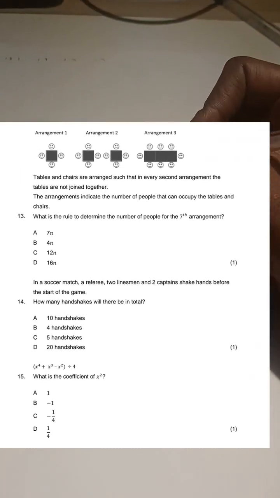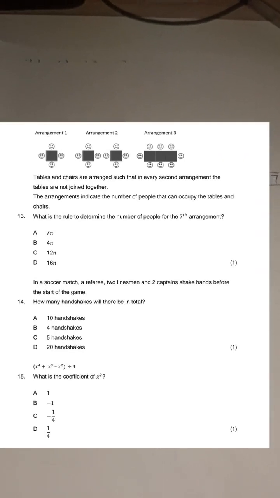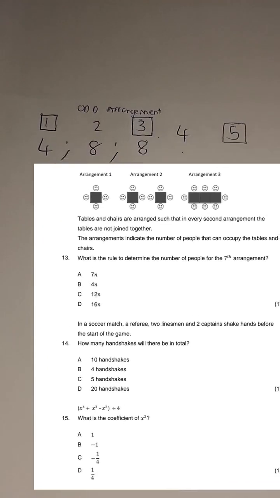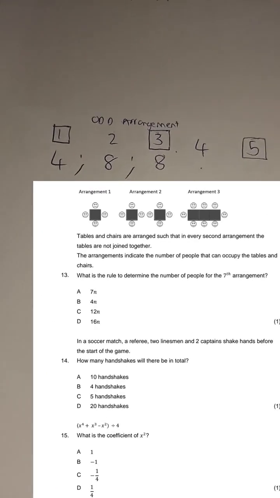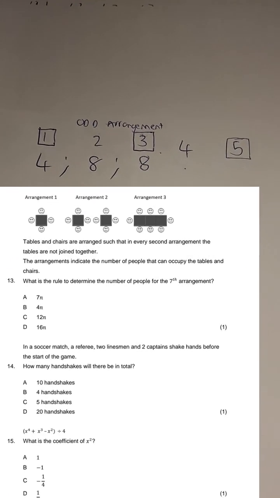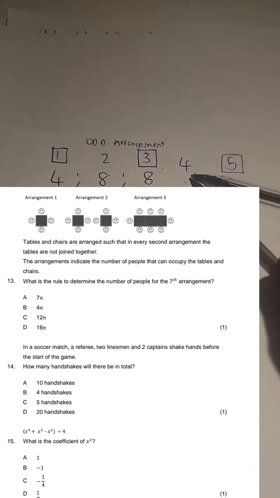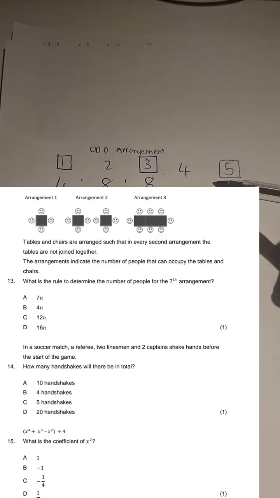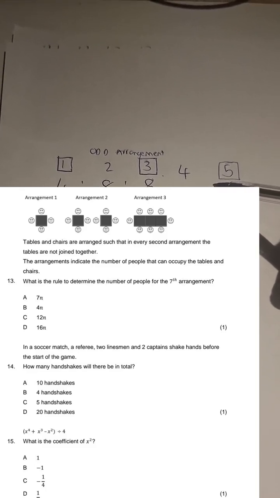Remember, in the fourth arrangement, this is where the tables are what? The tables are separate. So how many people are we going to expect to be seated in the fourth arrangement? I want you guys to tell me. In the diagram, I have one arrangement, arrangement 1, 4 people. Arrangement 2, I have 8 people.